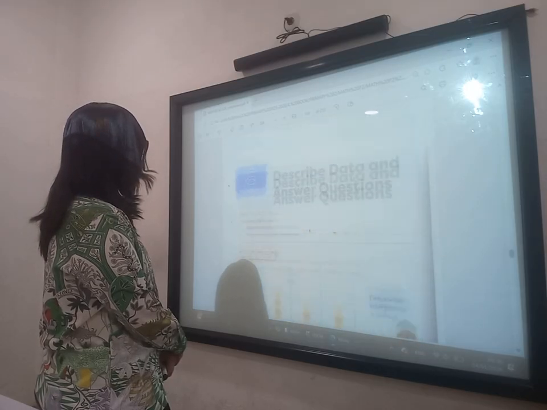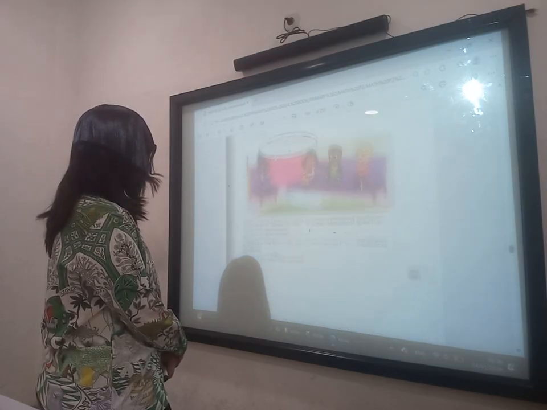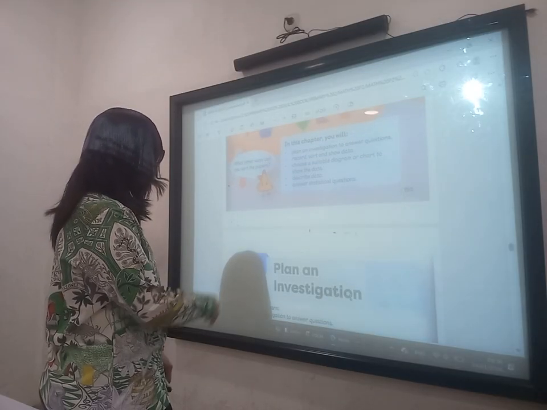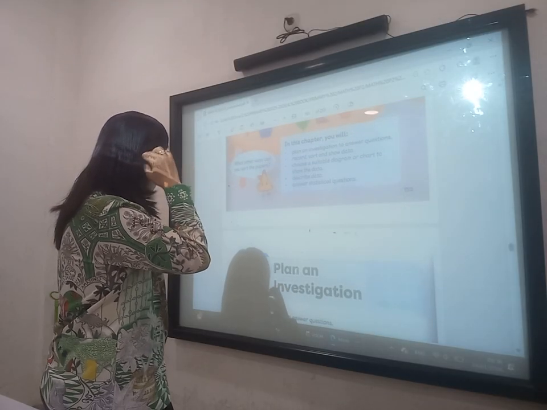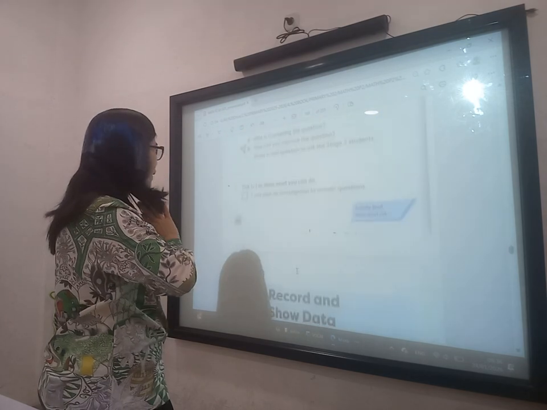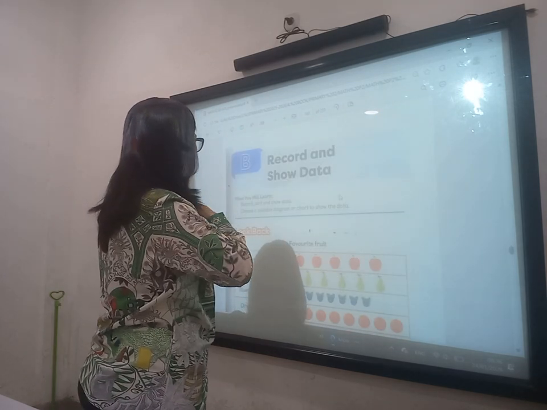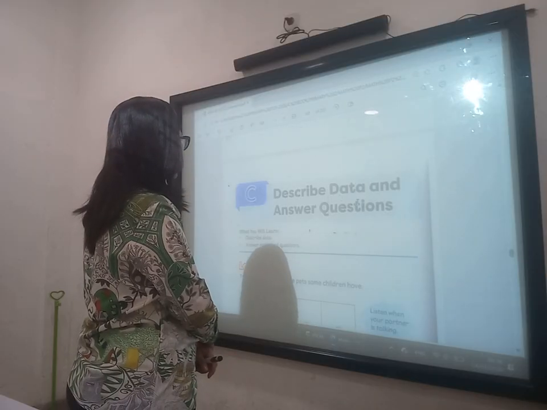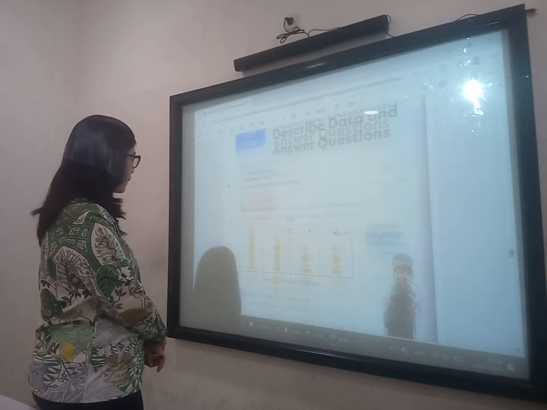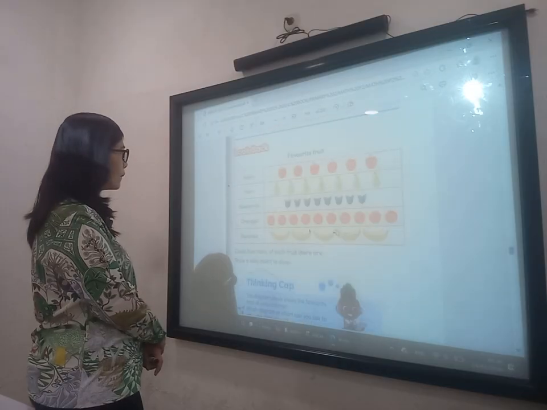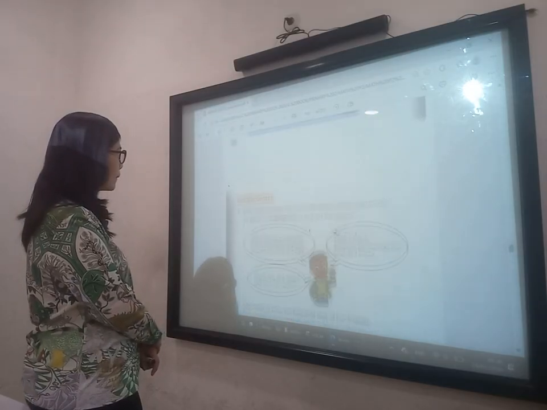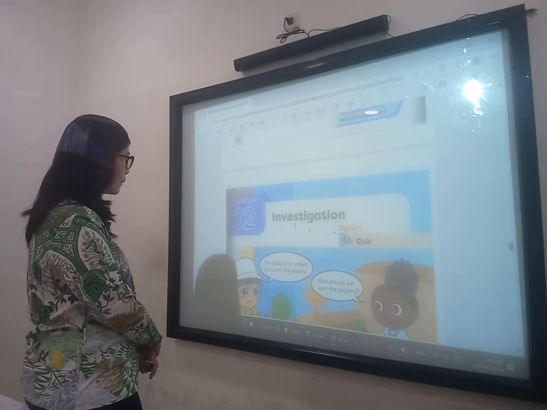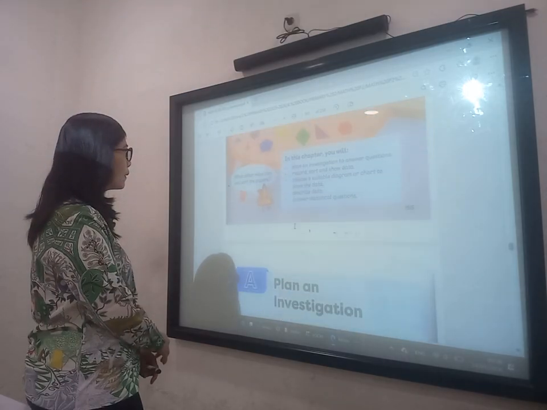So the question here that I want to ask is, how do you explain these three steps to the students? From plan an investigation, what should the students do in this part? And next, when they record and show the data, what should they do? And describe data and answer the question, what should they do in this part? Because these 3 parts are used during the investigation based on the chapter 12 investigation here.